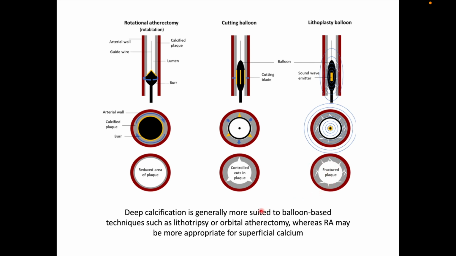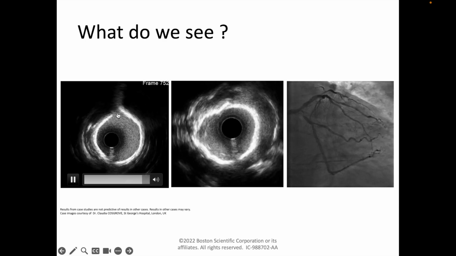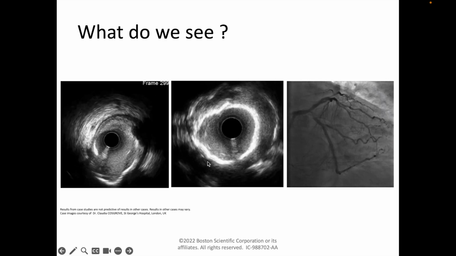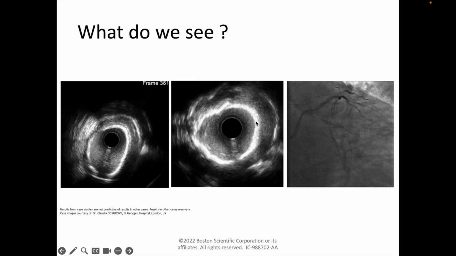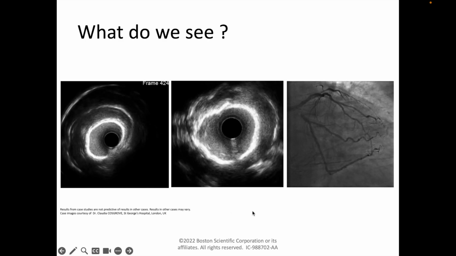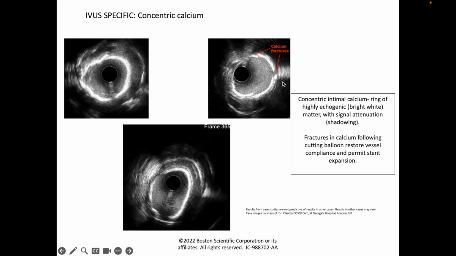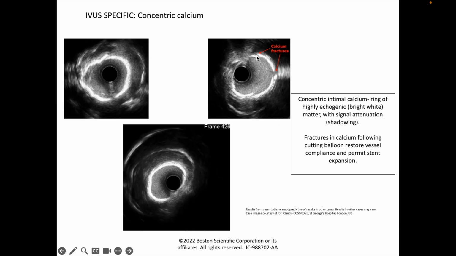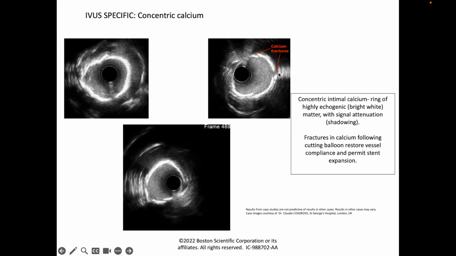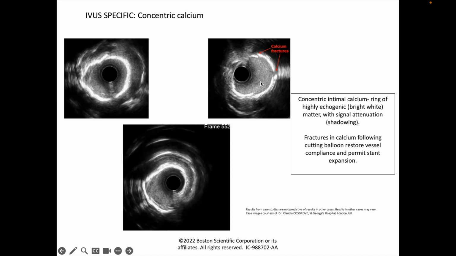So deep calcification is generally more suited to balloon-based techniques such as lithotripsy or orbital atherectomy, whereas rotational atherectomy or rotablation may be more appropriate for superficial calcification. See the almost concentric calcification seen in this patient. This is the still image showing the same thing, and this was treated with a cutting balloon, and on the IVUS you can see this calcium fractures there. You can see the fracture lines. So that shows that cutting balloon worked.